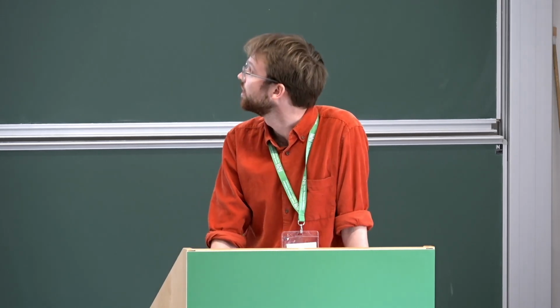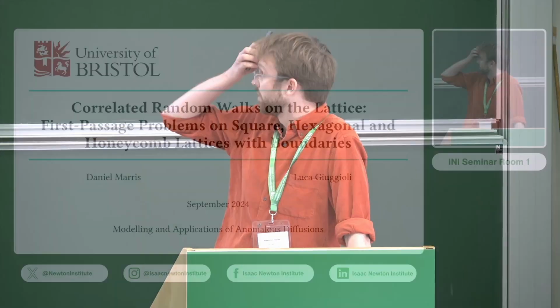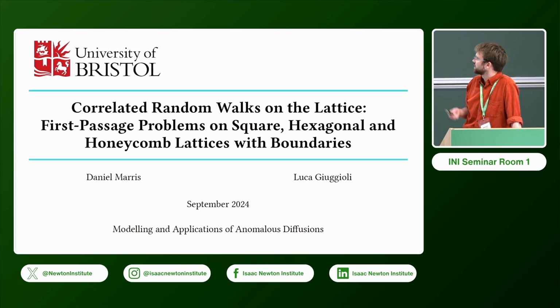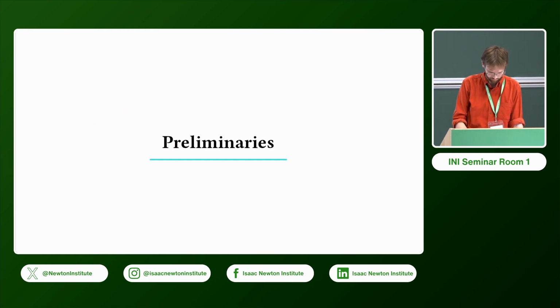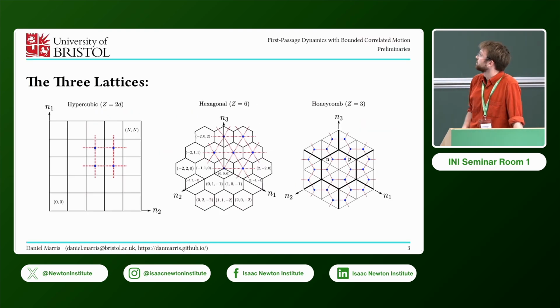It's been really interesting. So I'm going to be talking about first passage problems on correlated random walks, and specifically some work that I developed during my PhD with Luca Giugioli to extract these first passage distributions on different lattices, specifically with boundary conditions. Okay, so these are the lattices that I want to think about.